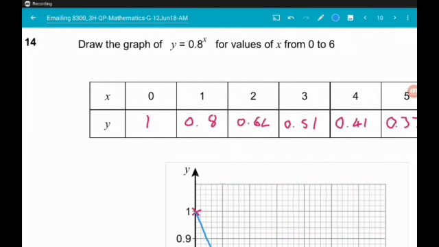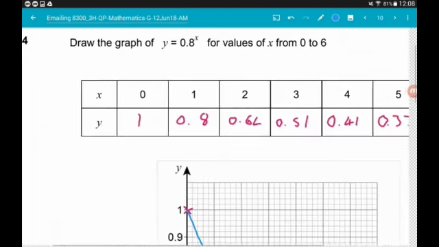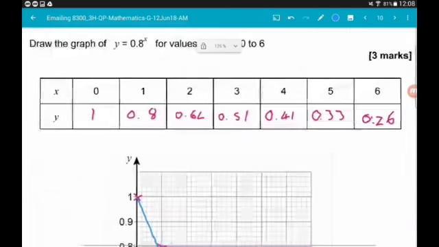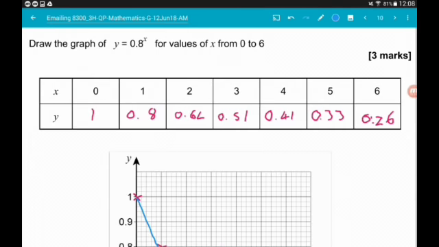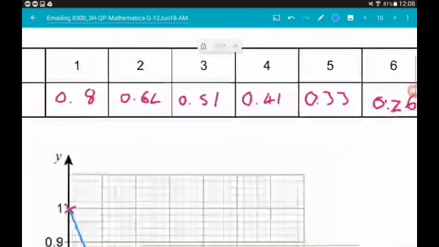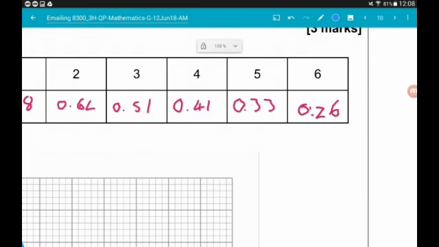Question 14, we want to draw the graph of 0.8 to the power of x. The first thing we need to do is fill in the coordinate table as I've done here. From 0 to 2, it's alright. After that it gets a little bit silly. We start getting decimals with 3 or more places, so it gets sensible to start rounding. My values, you can see here, I've rounded to 2 decimal places, I think.